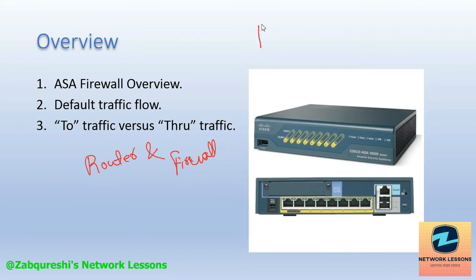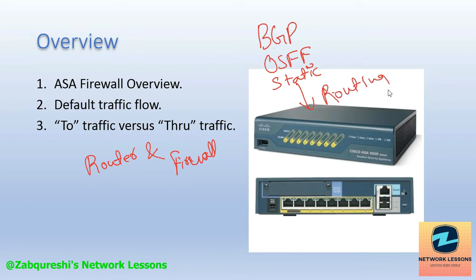They can run BGP. They can run dynamic protocols, right? OSPF, everything. They can run static routes as well. So firewalls can do the routing job as well, right? But the difference is where the flow comes, right? So just think about it.